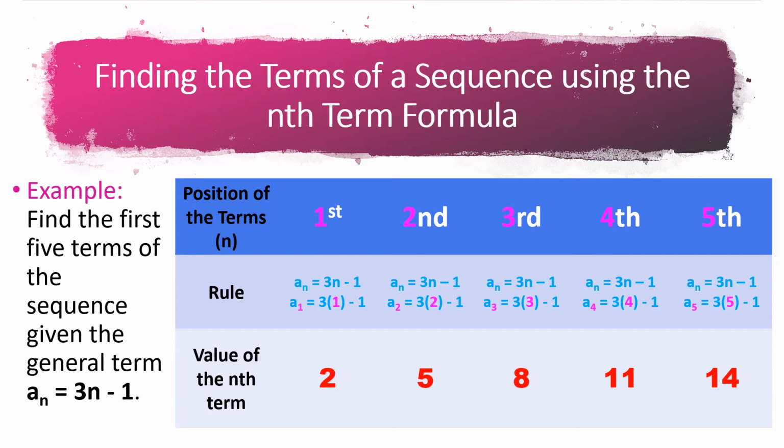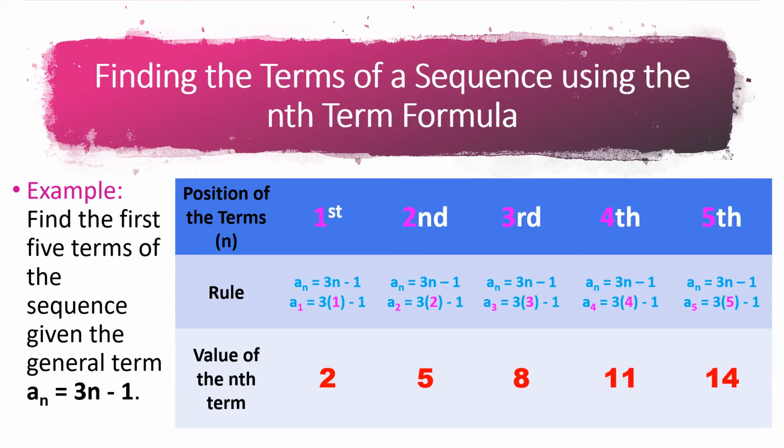How about for the fourth term? Again, copy a sub n is equal to 3n minus 1 because this is the nth term formula. Then substitute 4 to find the value of the fourth term. So we will have a sub 4 is equal to 3 times 4 minus 1. Computing this equation, we will get 3 times 4, that is 12, minus 1, that is 11. So the value of the fourth term, or a sub 4, is 11.